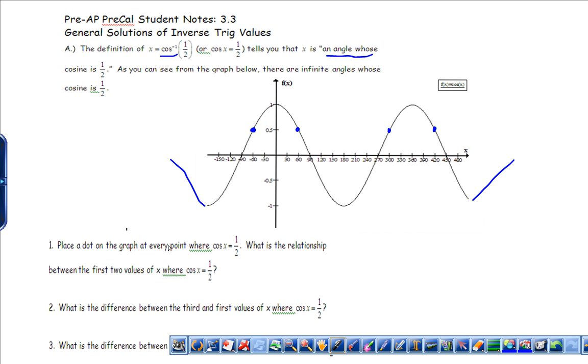So number one, it asks you to plot those points. And it says, what is the relationship of the first two values? Let's label these because they're going to ask something about some of these other ones in a minute. So this is the first, the second, the third, and the fourth value. Between the first and the second, you notice you've got -60 and 60. So those are symmetrical here. So I'm going to say the relationship is symmetrical about the y-axis.